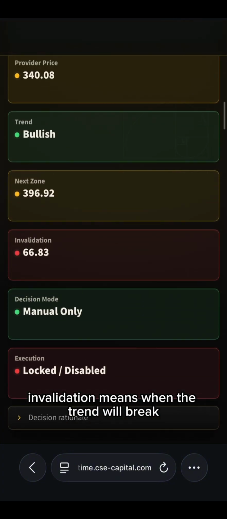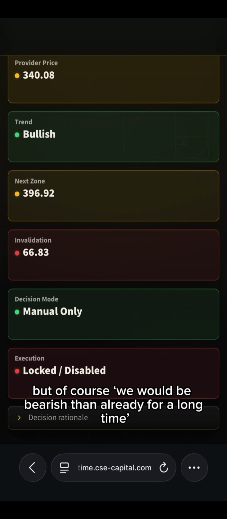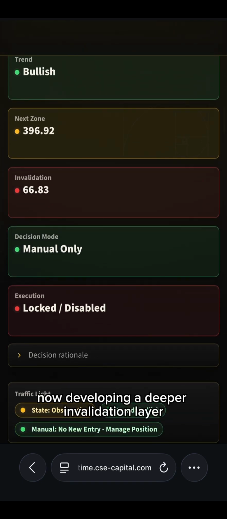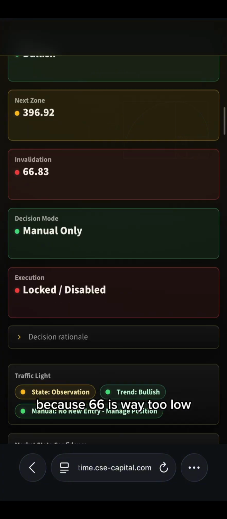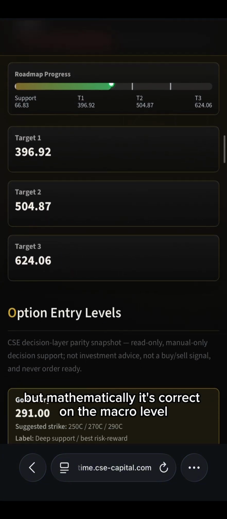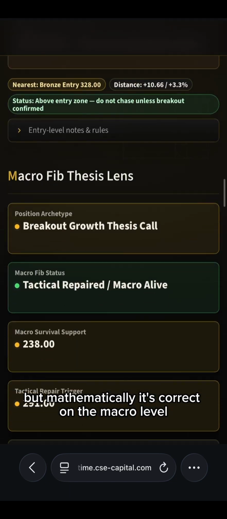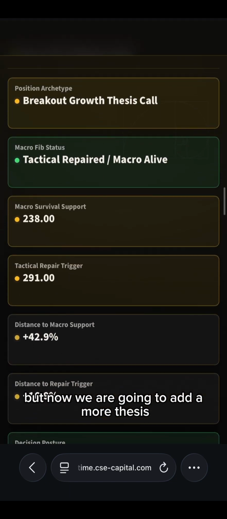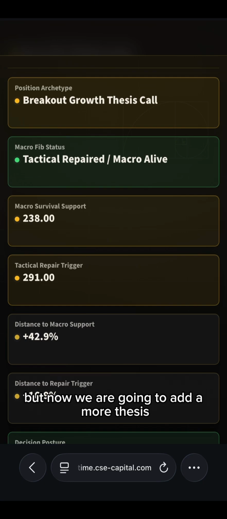Invalidation means when the trend will break. So when the price becomes lower than 66, the trend will be bearish. But of course, we have been bearish already for a long time. That's why we are now developing a deeper invalidation layer, because 66 is way too low, but mathematically it's correct on the macro level. Now we are going to add a more current, thesis-based invalidation layer, because the macro support level lies at 238.